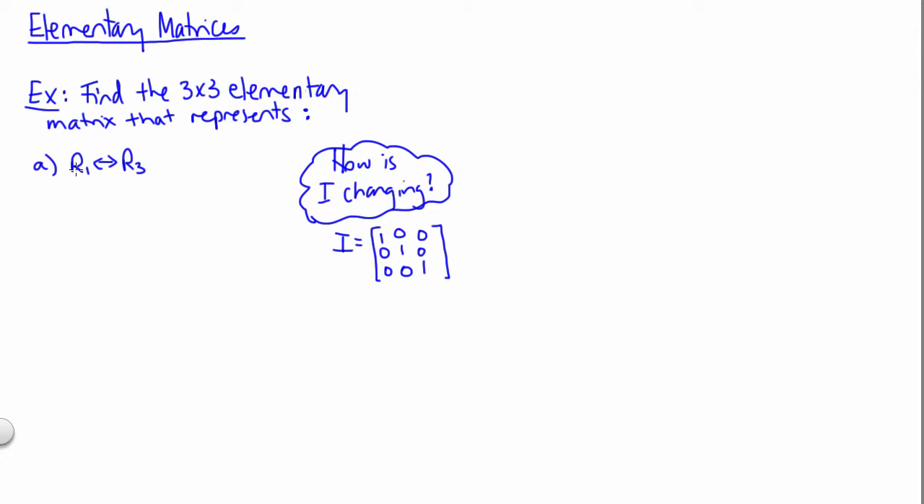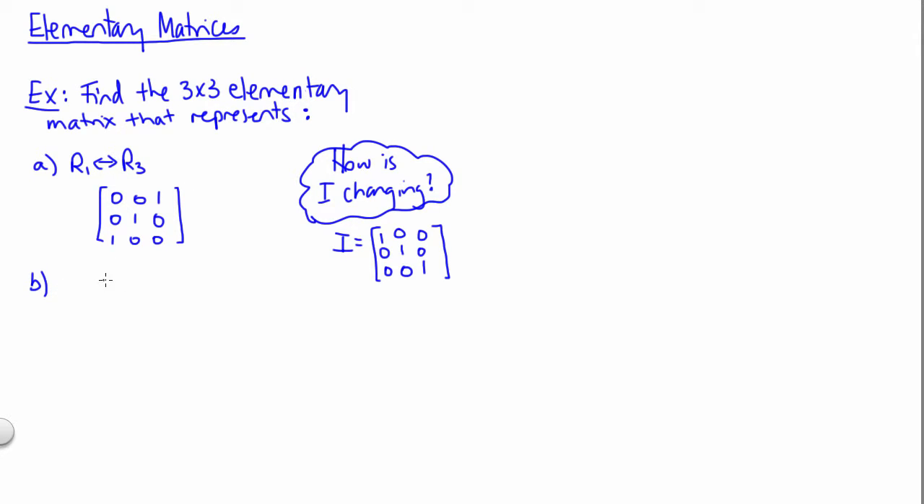Well, if row 1 and row 3 of the identity matrix were swapped, we would end up with this matrix here. 0, 0, 1 would come up to the top, the middle row would stay the same, and the bottom row would become 1, 0, 0. So that is the elementary matrix that represents this row operation.